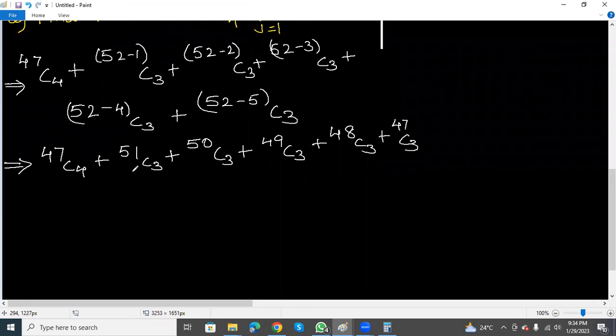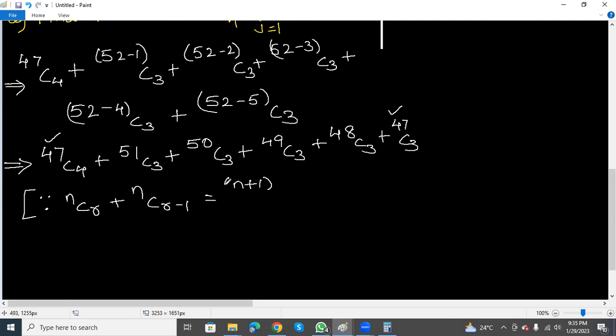Now, see this is 47, 47. The n value is the same, and here the r values are different, and these two are consecutive. 3 and 4 are consecutive. So we know one of the properties: nCr plus nC(r minus 1) is equal to (n plus 1)Cr. We will apply this property here.